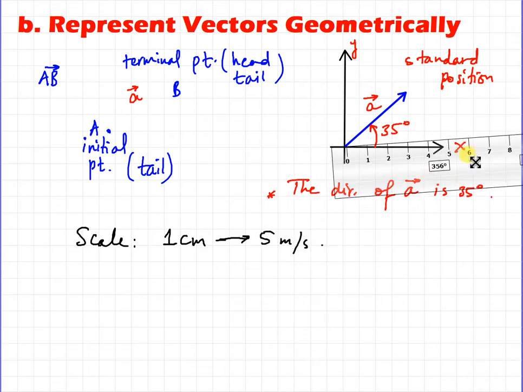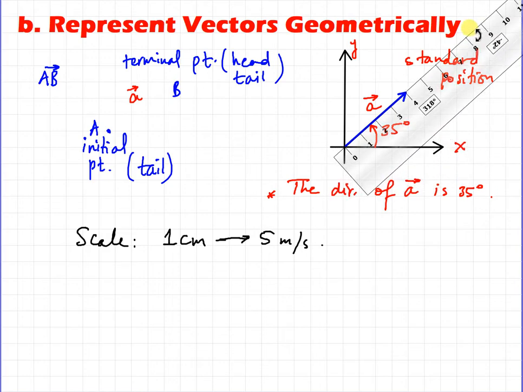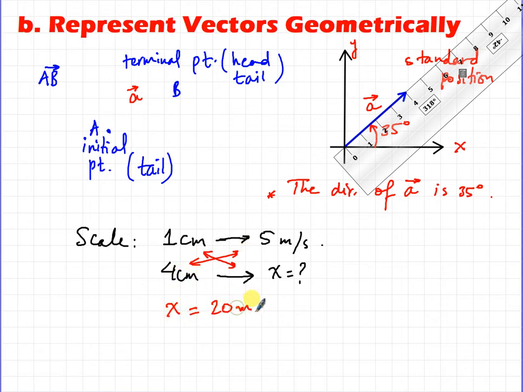I put it at the 0. This ruler is graduated in centimeters, so it's 1, 2, 3, 4 centimeters. If this arrow is 4 centimeters, how many meters per second is it? I guess you know how to use this method. You can crisscross: this times this is equal to this times this. So 1 times x is equal to 4 times 5, which is 20, and the unit is meters per second.